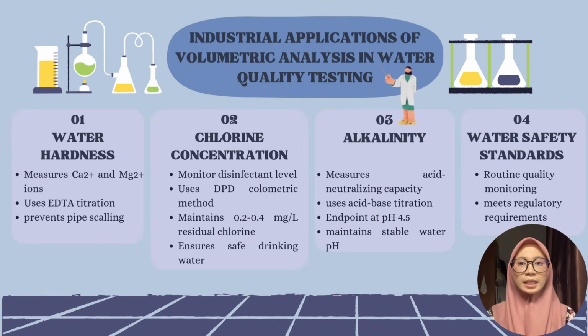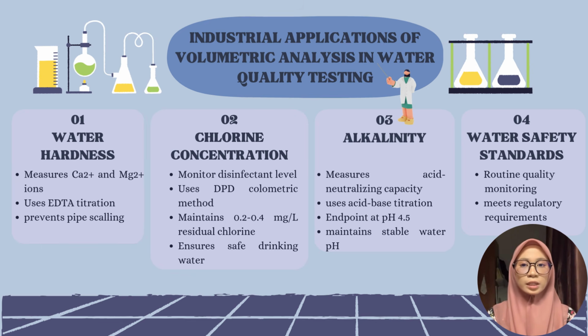Now, I will explain the industrial application of volumetric analysis in water treatment plants. First, volumetric analysis is used to monitor water hardness by measuring calcium and magnesium ions using EDTA titration. This is important because high hardness can cause scaling in pipes and industrial equipment.